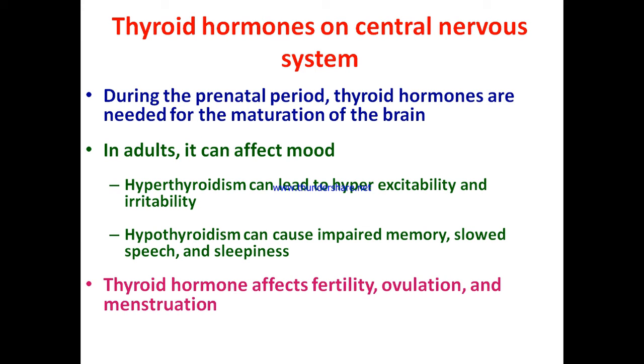Effect of thyroid hormones on the central nervous system. During the prenatal period, thyroid hormones are needed for the maturation of the brain. So if thyroid hormone is low during the prenatal period, it will affect brain development. In adults, thyroid hormones can affect mood. Hyperthyroidism can lead to hyperexcitability and irritability, and at the same time, hypothyroidism can cause impaired memory, slowed speech, and sleepiness. Thyroid hormone affects fertility, ovulation, and menstruation.